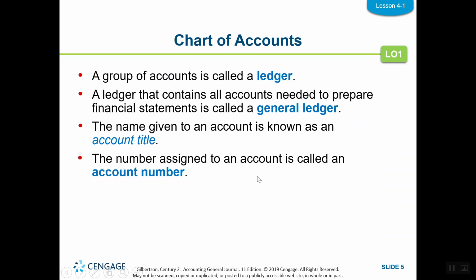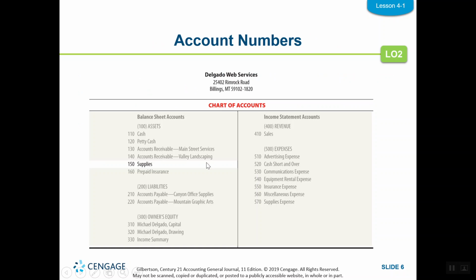Okay, I just want to show you, come here again. You'll notice that we start off counting by tens. That way, if we have to come back and add an account in here, we have a space to do it. Because with our assets, the assets are listed by liquidity. How quickly can they be turned to cash? At the top, you have your cash, which is the easiest, and prepaid insurance at the bottom, which is a little harder.